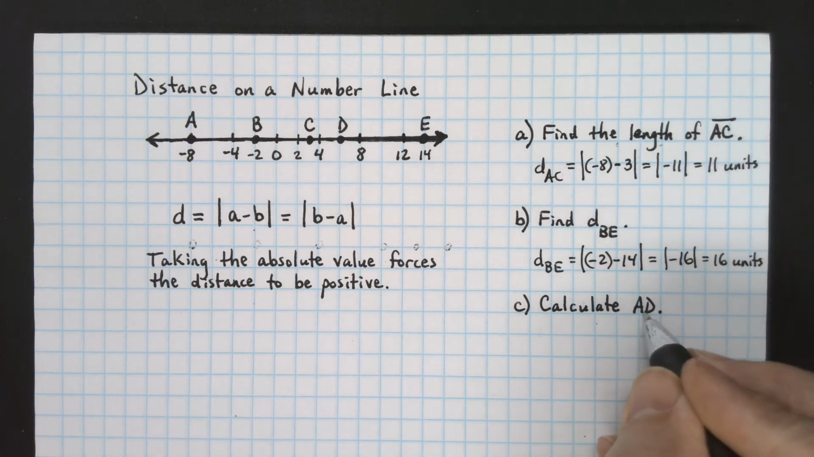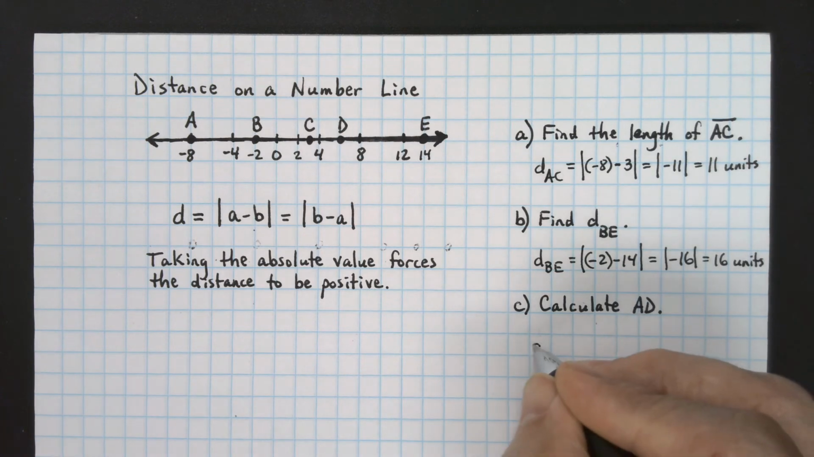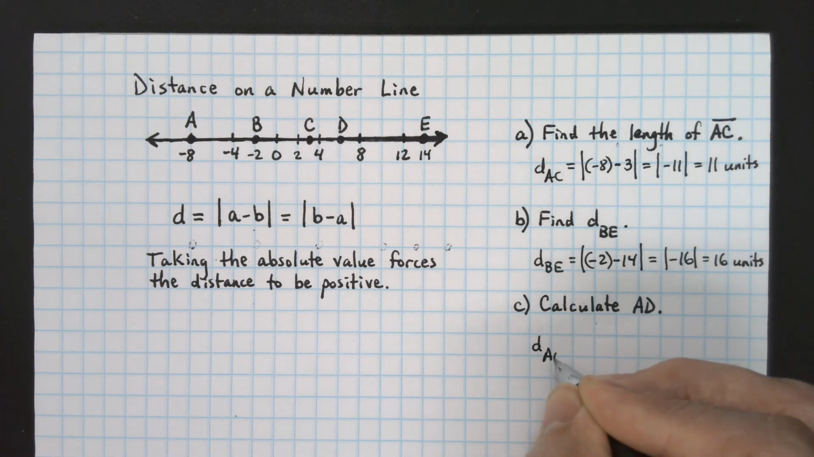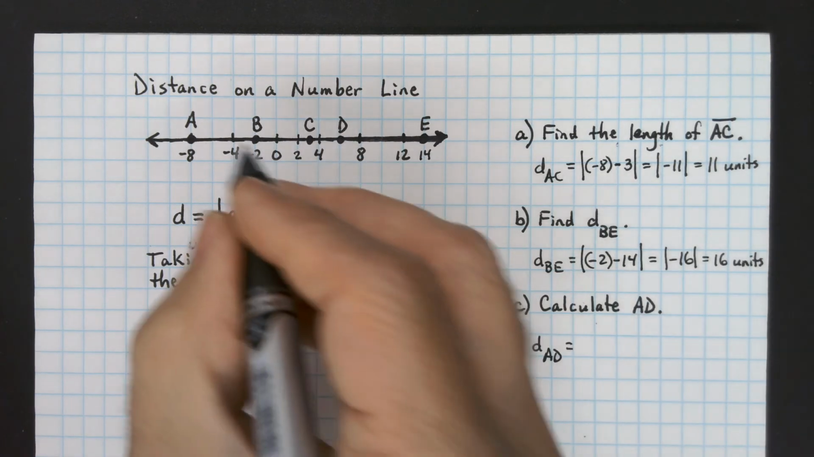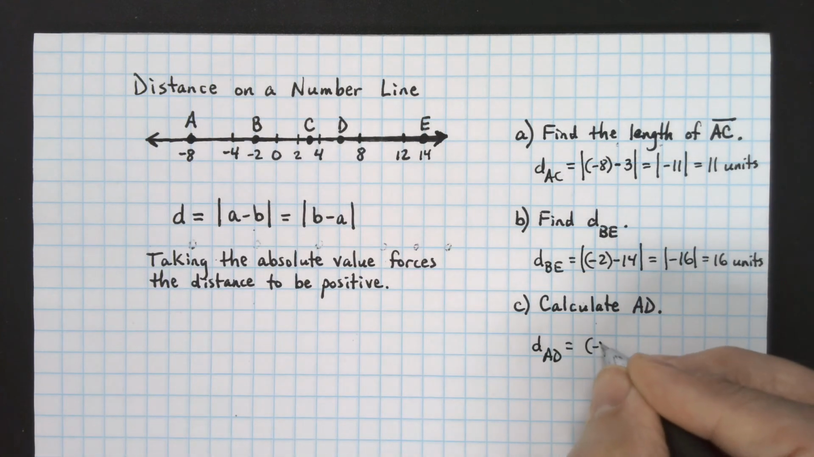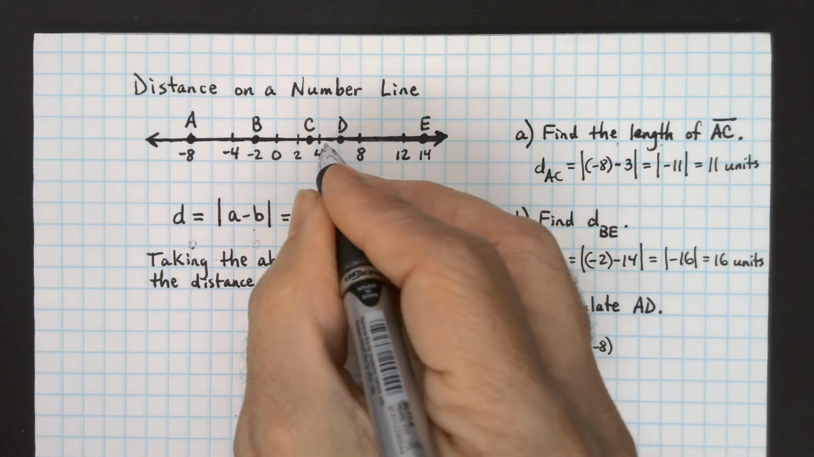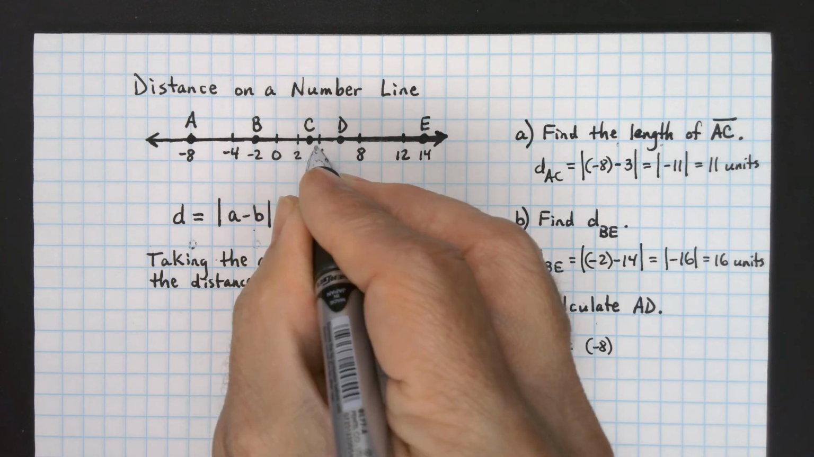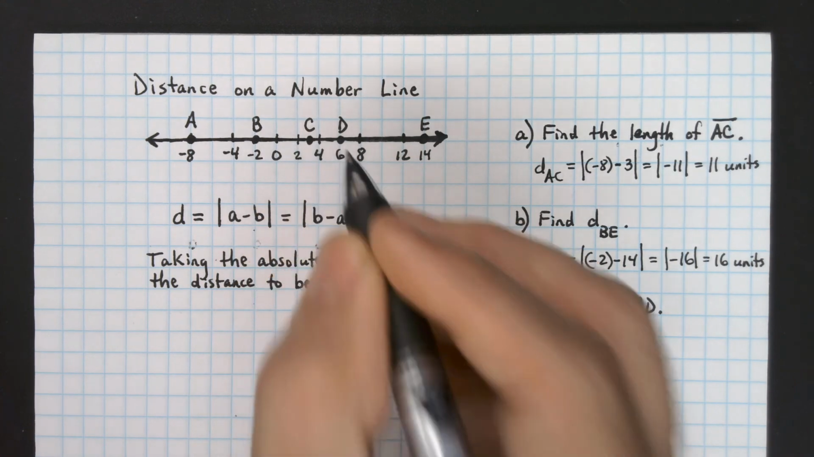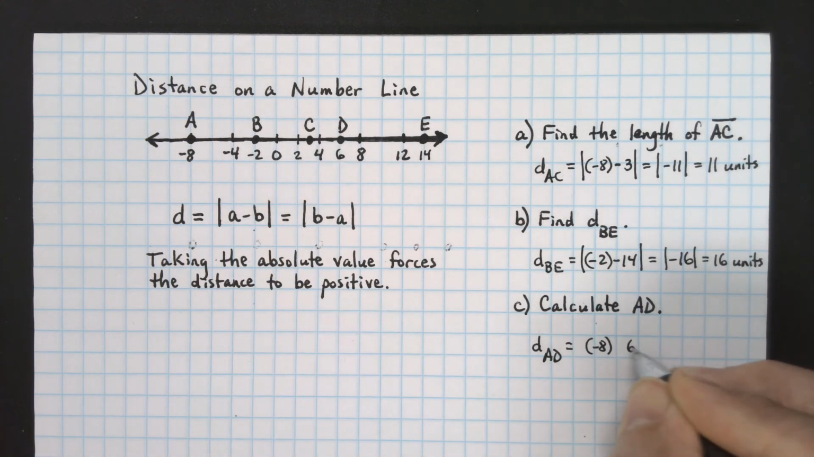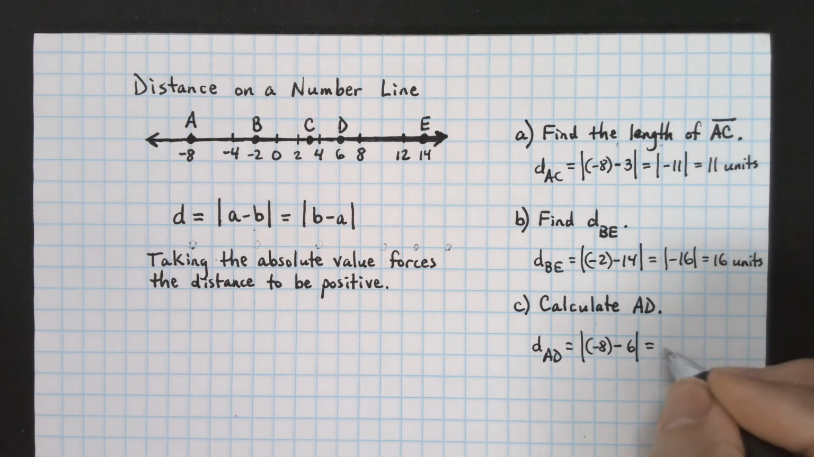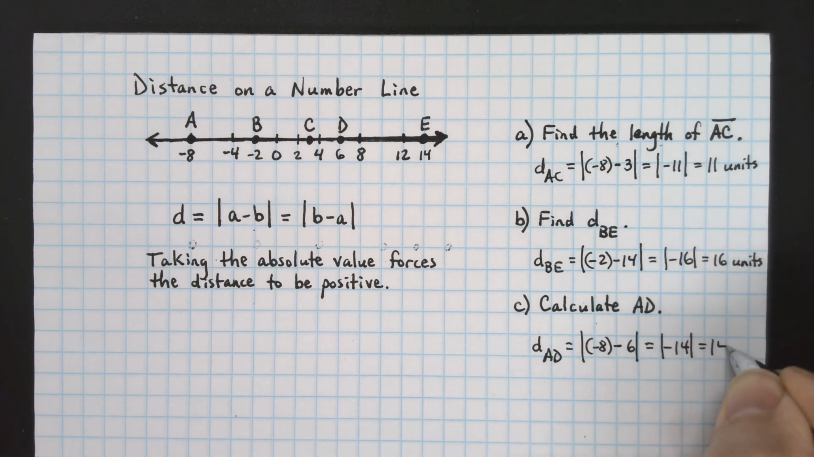And then calculate the measure of segment AD. That's another way to ask about distance. So A is at -8. D is at, let's see, 0, 2, 4, 6. And we would subtract and take the absolute value. That's going to give us -14. And the absolute value of that is 14 units.